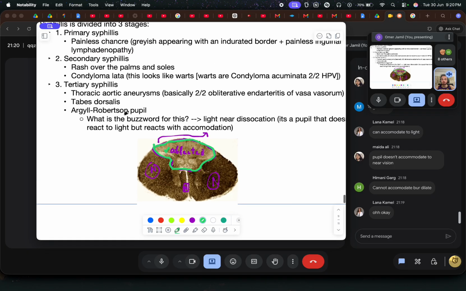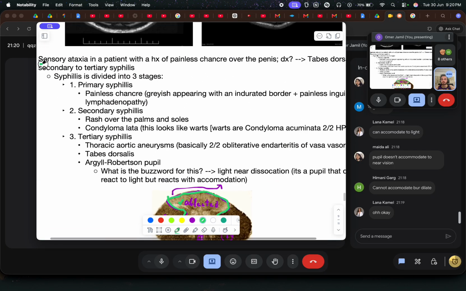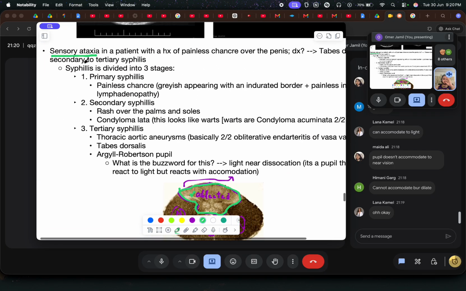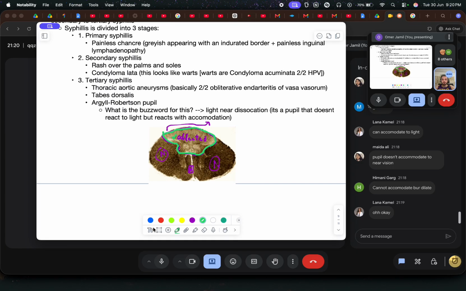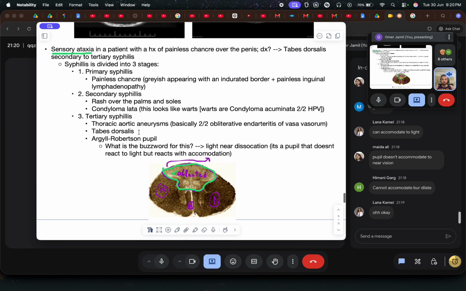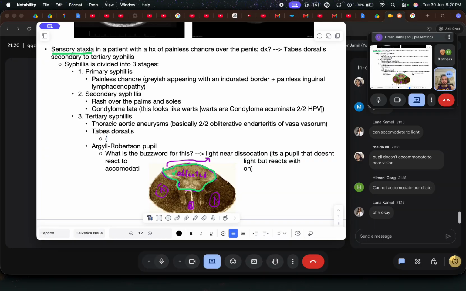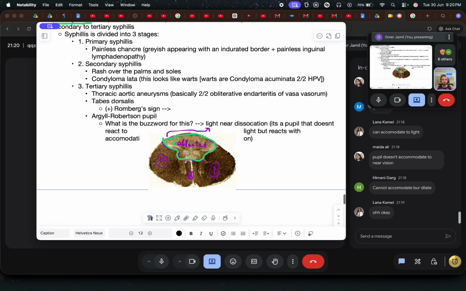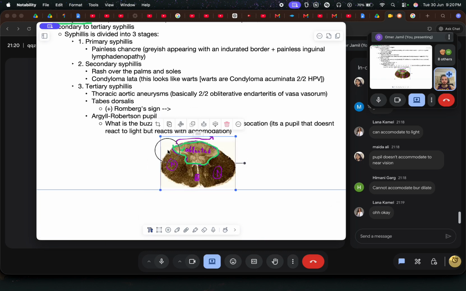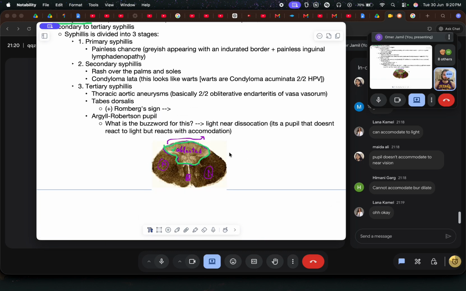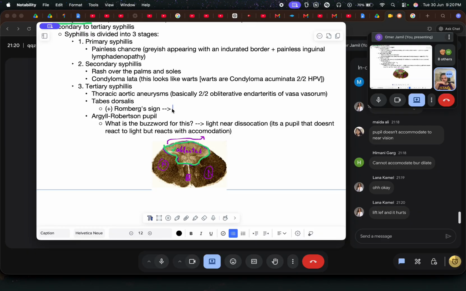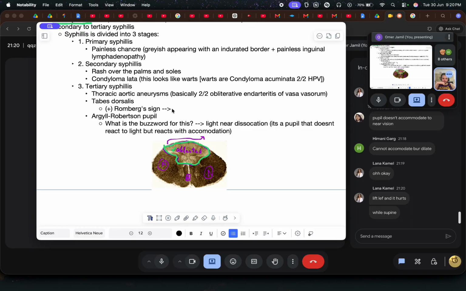That's why they have sensory ataxia, because their dorsal lemniscus is not working. In tabes dorsalis, you will see a positive Romberg sign. What is a positive Romberg sign? Anyone?